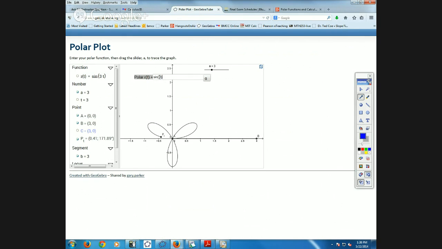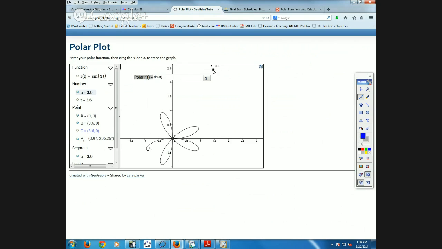Yeah, so here I put 3 in there, and then I have this slider so that you can watch it trace. Oh, that's cool. Even once it doubles it. Yeah, odd ones it doesn't. So if I put a 4 here, then I'll get 8 leaves.